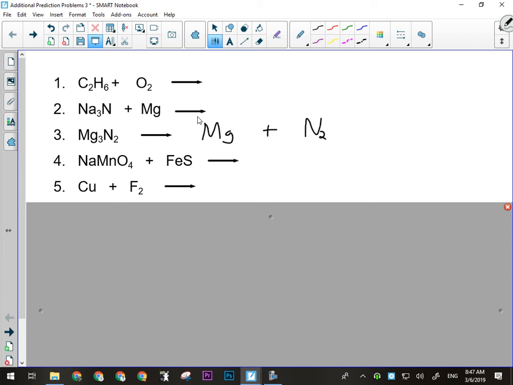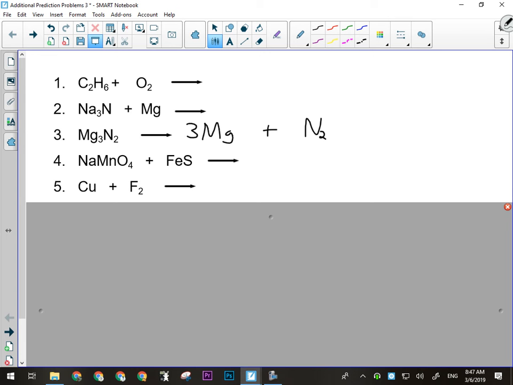Now I can look at my balancing. Looks like nitrogen's already balanced. It's 2 and 2. But there's 3 magnesiums on the reactant side, so I need a 3 over here. The big thing, guys, is anytime you get an element formed as a product, check to see if it's special. You got to check to see if it's special.